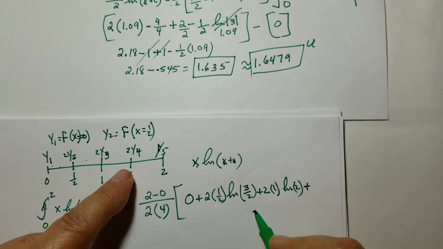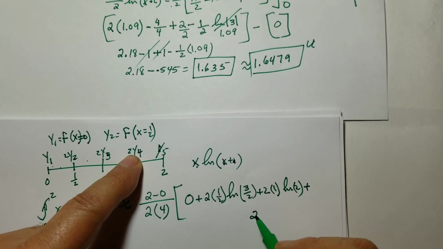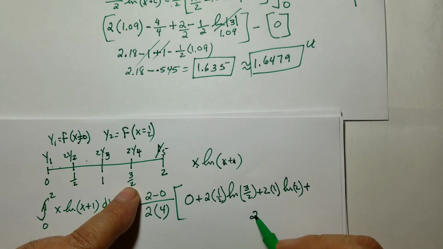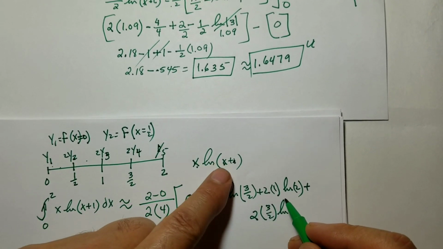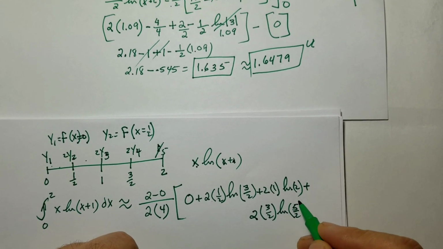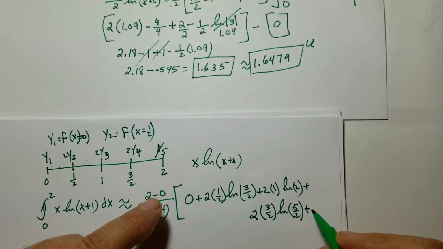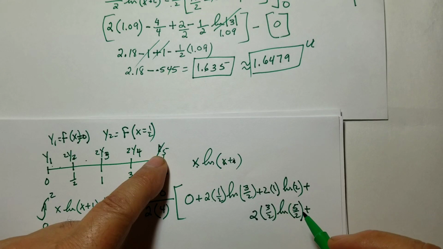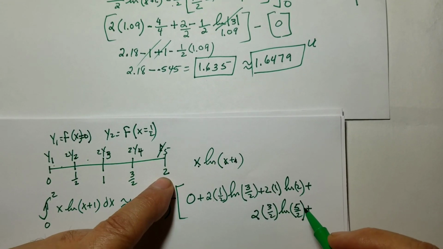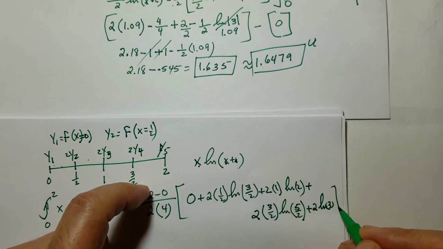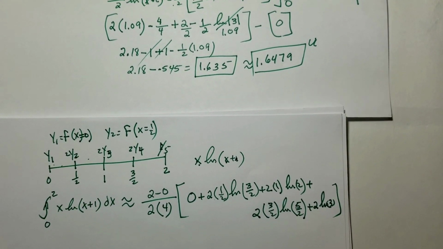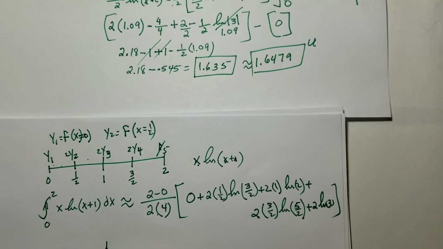Plus, I need 2 of y4. y4 is the same function at x equal to 3/2. Therefore, your x is 3/2, and you have a natural log of 3/2 plus 1 is 5/2. y5 only uses once. y5 is your function when x is 2. 2 natural log of 3. That's my answer. 2 over 8 is 1/4.